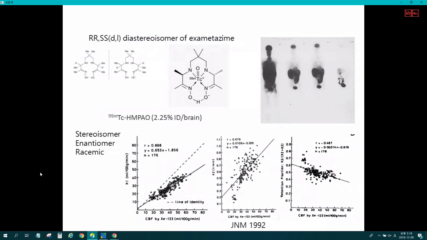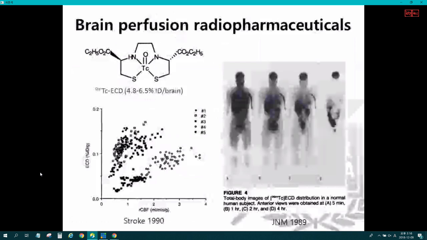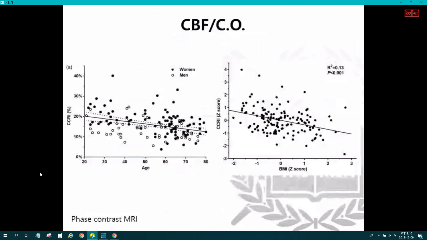So I asked him, what percent of the ECD goes to the brain? He told me the information, 5%, 2.25 times higher than HMPAO. This was correct information, and I was really happy to see that. So I decided that from now on, for 3 months, I would change every patient case from HMPAO to ECD.